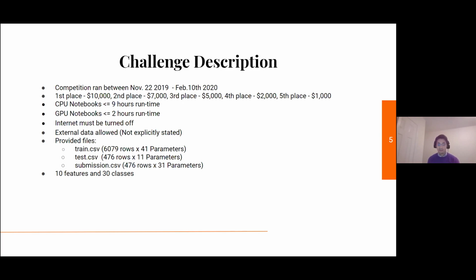They were given three files. The training data set contained 6,079 examples, along with 40 columns, 10 of which were features and 30 of them were classes. In the testing file, they were given 476 examples with 10 of them being the features, and the submission CSV contained their respective predicted values for those classes.